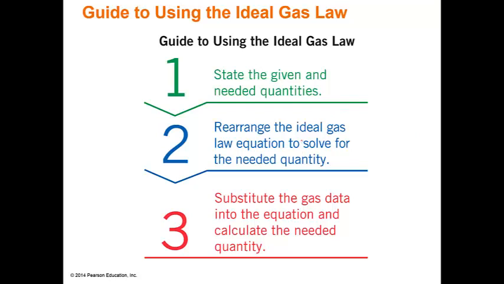So, how to use the ideal gas law? State the given and needed quantities, organization. We then rearrange the ideal gas law equation to solve for the needed quantity. Okay, we set up our formula. Then we substitute the gas data into the equation and calculate the needed quantity. Plug and chug, okay? Organization, isolation, and then plug and chug, all right? Those are the 3 things.